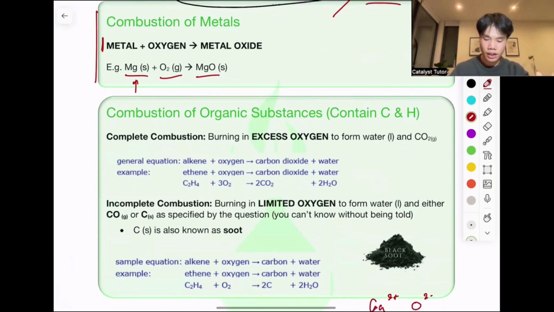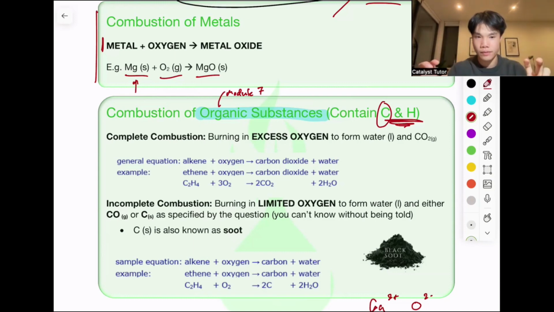So the next equations are combustion of organic substances. Organic chemistry is module 7. So you're not going to hear much of this again after module 2 until then. But organic substances, to make it really simple, are things that contain both carbon and hydrogen, and even simpler still, are substances that contain just carbon. So if a substance contains carbon, it's considered organic.